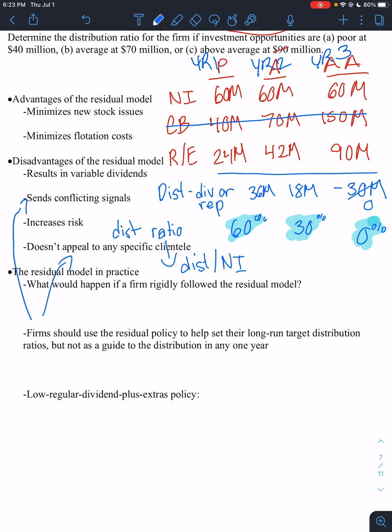And so instead, what we think is that firms can use this model especially as a starting point, but you don't do it for just 1 year at a time. You do it for an investment horizon. So let's say like for 5 years. You estimate your investment opportunities over the next 5 years. And then you use that information and your targeted capital structure. And what you do is you find the average distribution you could afford, right?